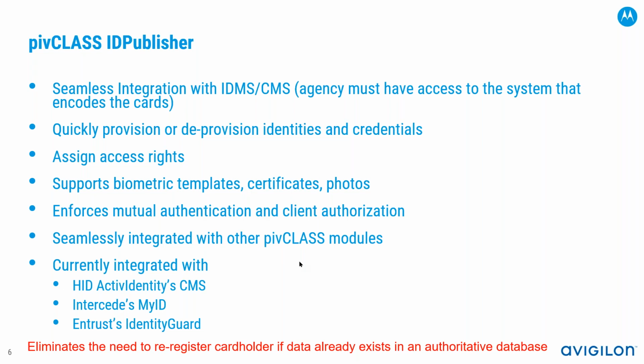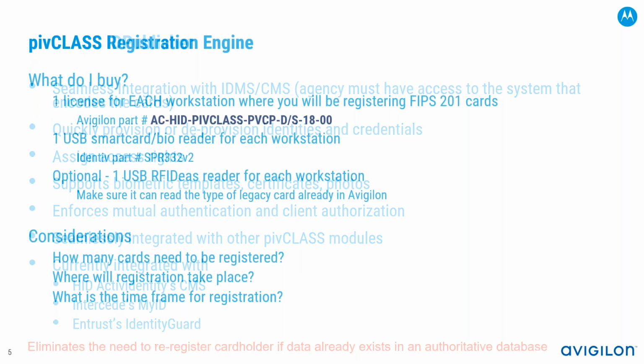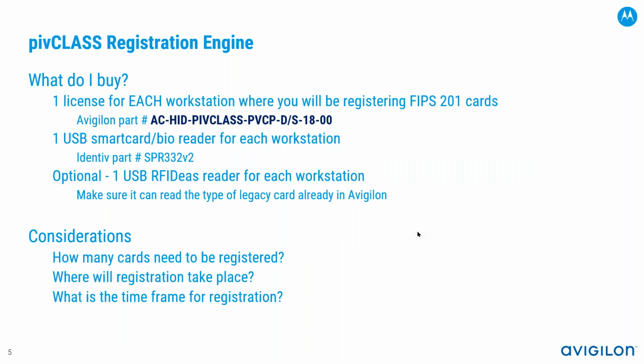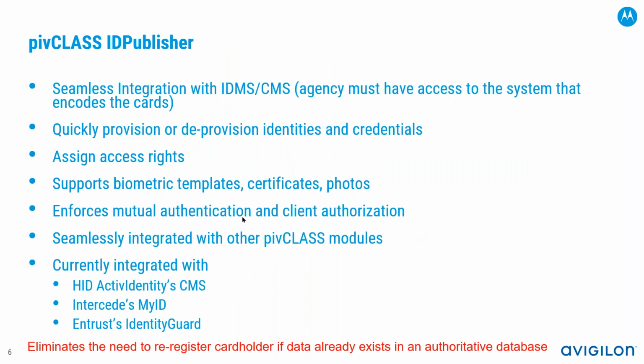The same way that you would do registering the card, like you saw in here, going back here real quick. This is my workstation where the person needs to present the card, introduce the card into that smart card reader, enter the PIN number, enter the fingerprint to validate, and then send that to ACM. So the ID publisher is used when you already have that information in a government database.